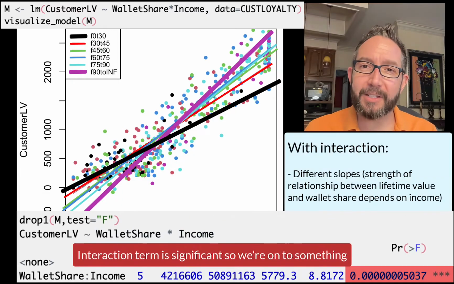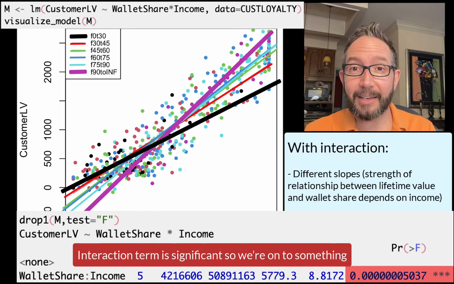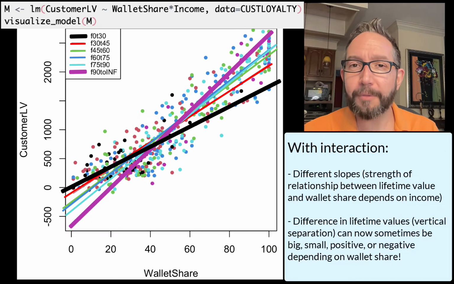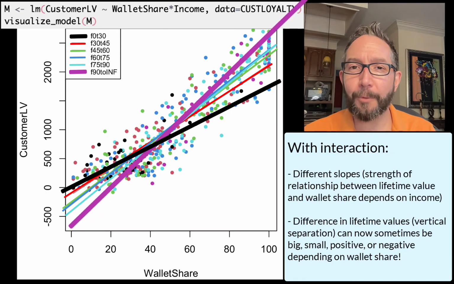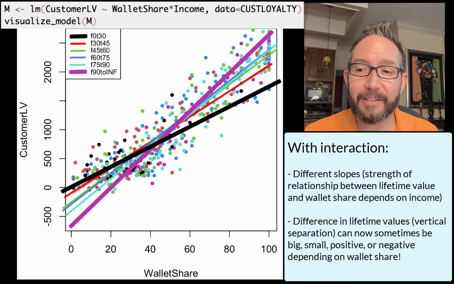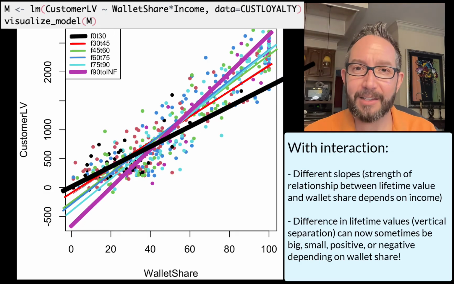Running the drop one test, we actually find that the interaction variables are indeed statistically significant, the p-value much less than 0.05. So it does look like the 6 different income brackets don't quite have the exact same slope. So what are the implications? Well, visually, what we find is that the slope for the highest income bracket, the 90,000 and above, is the highest, whereas the slope for the lowest income bracket, the 0 to 30,000, is the lowest.